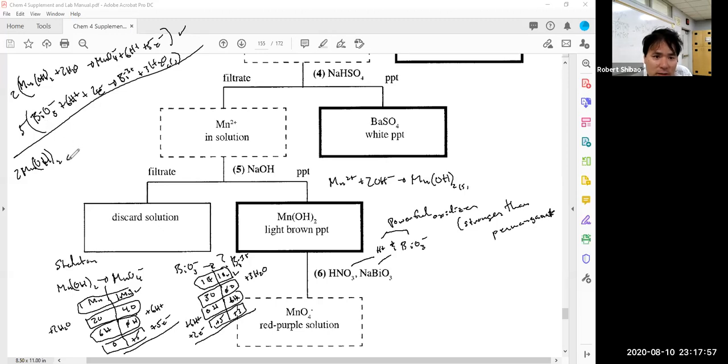2 manganese 2 hydroxides, a solid, plus 4 H2O plus 5 bismutate plus 30 H plus plus 10 electrons yields 2 permanganates plus 12 H plus 10 electrons plus 5 bismutate plus 30 H plus 10 electrons. Oops, am I doing this?